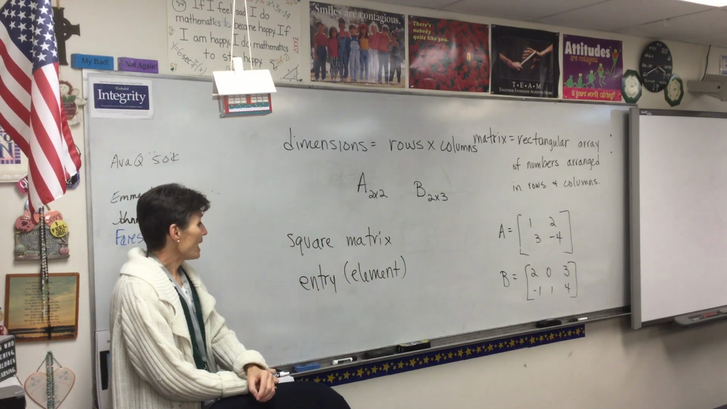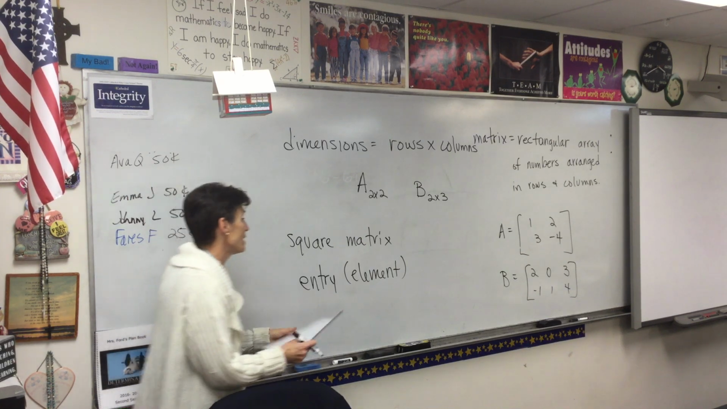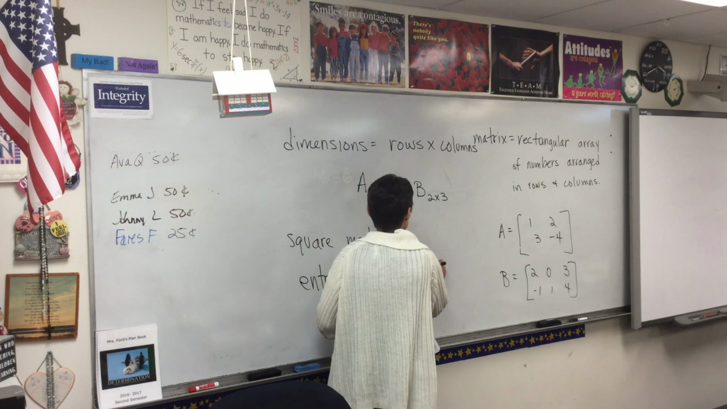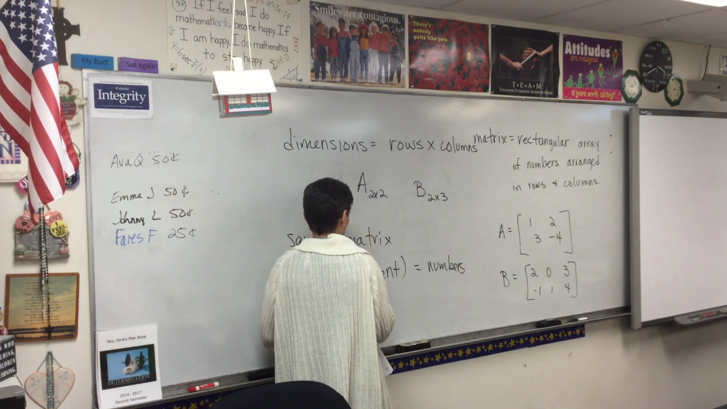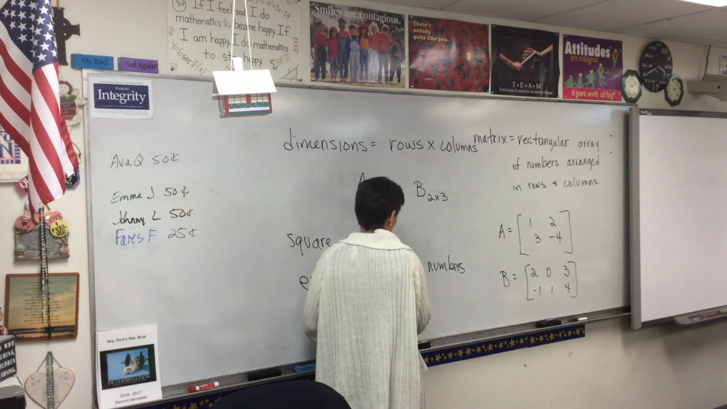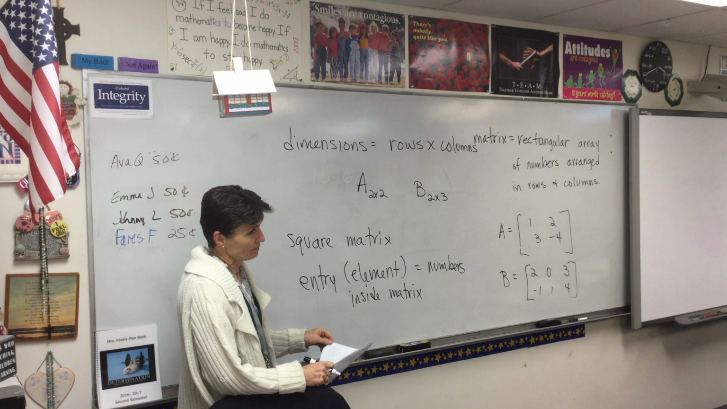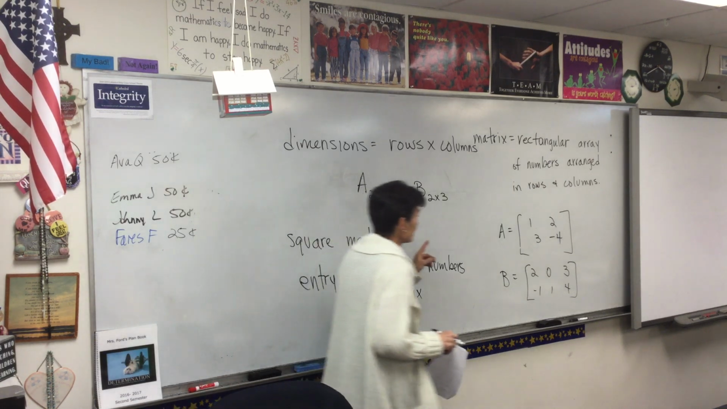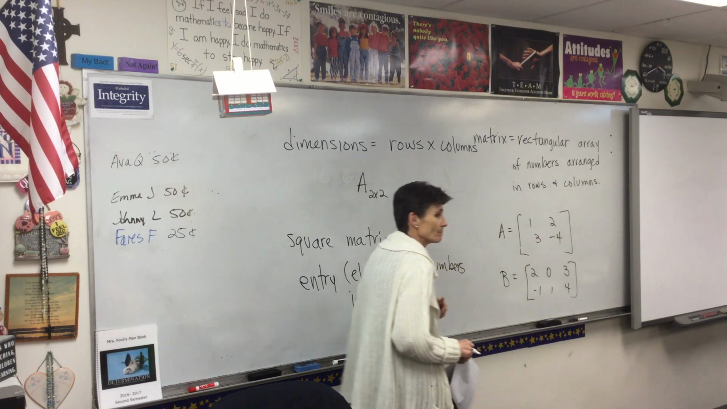Definition D, entry or element. Those words are used interchangeably. The entries or elements are just the numbers inside the matrix. So we can call them entries or we can call them elements, but they are the individual numbers inside the matrix.